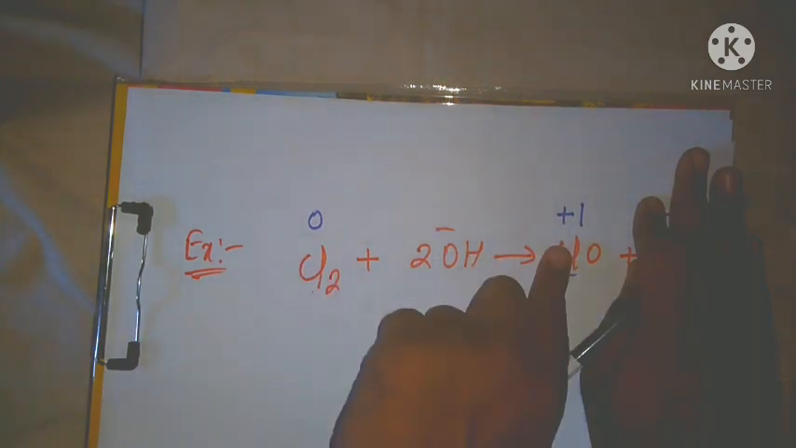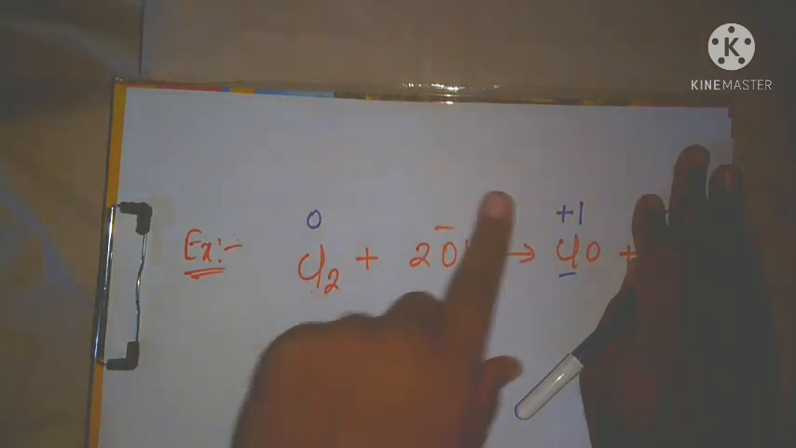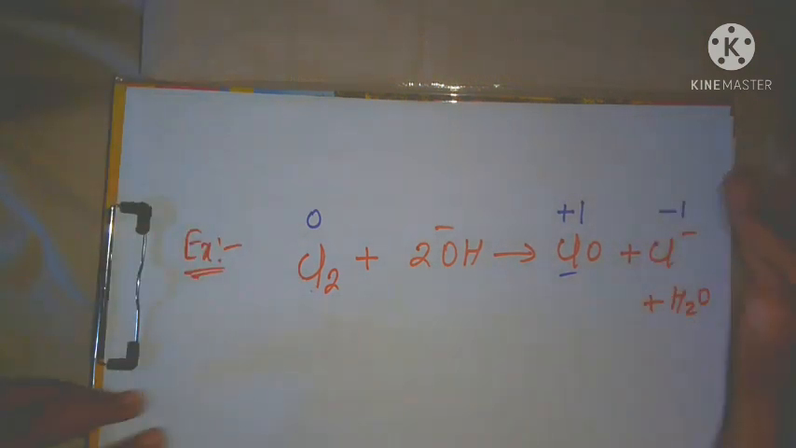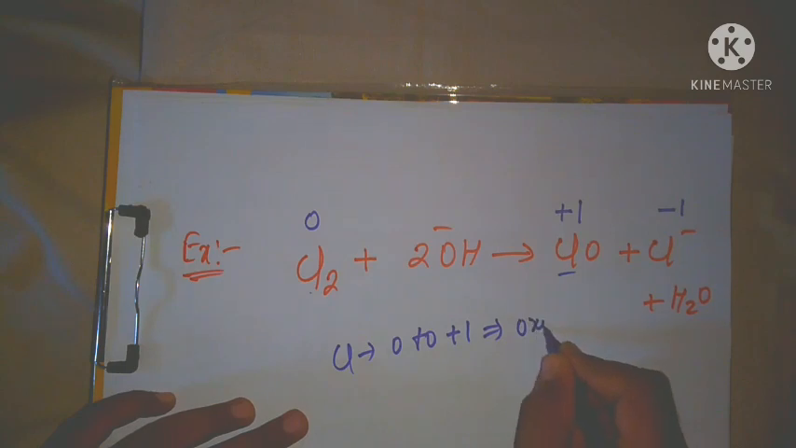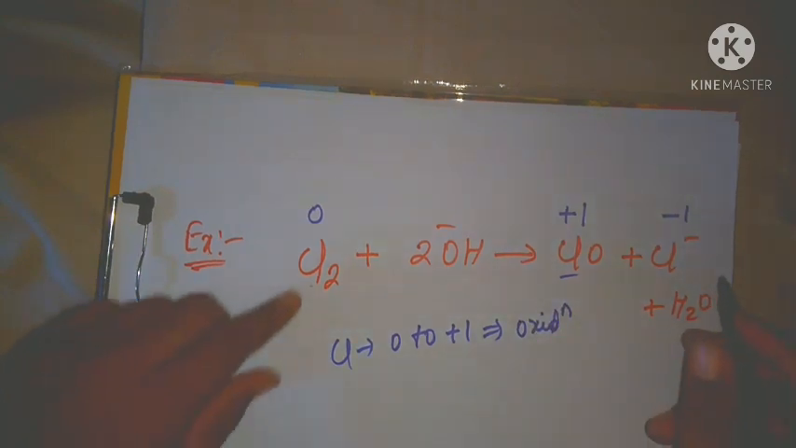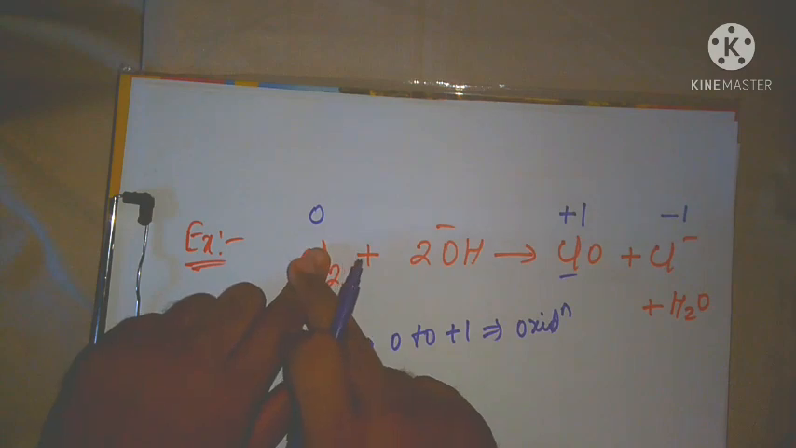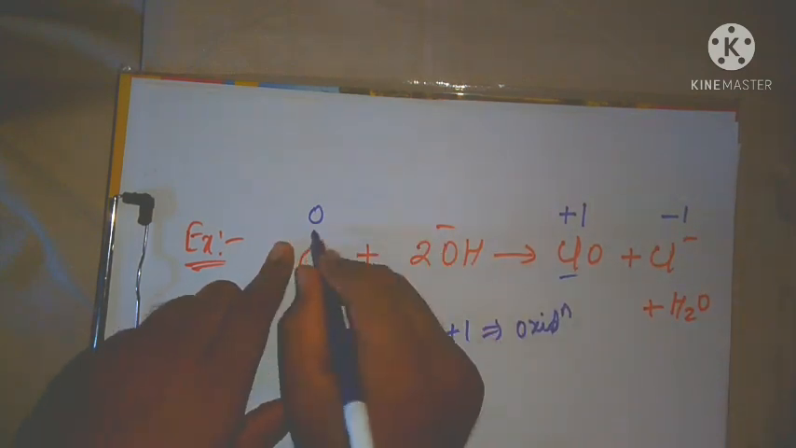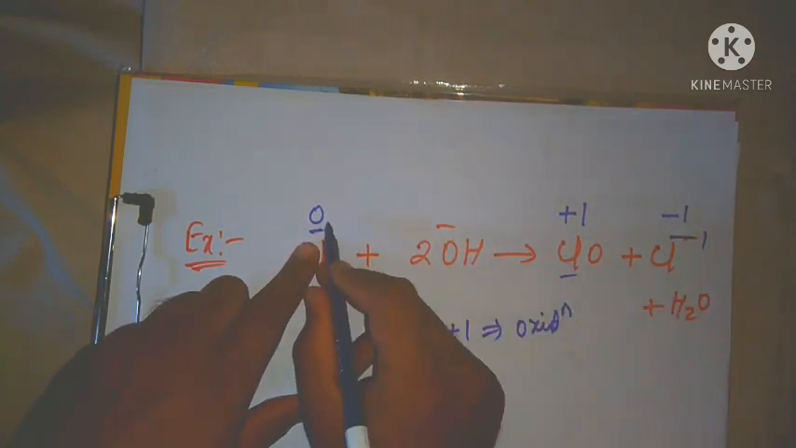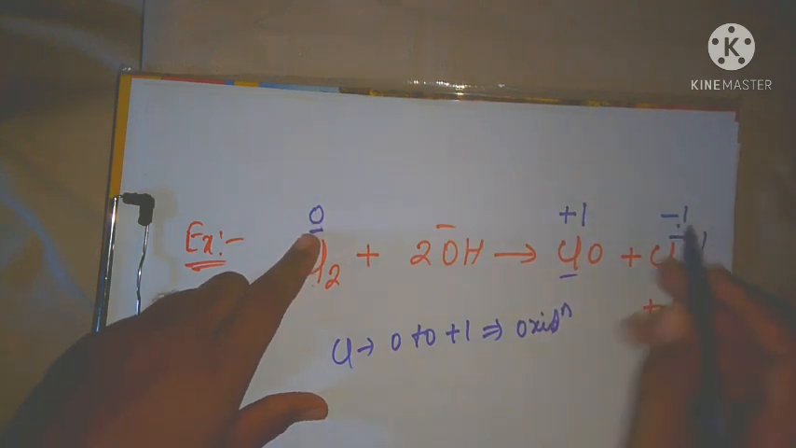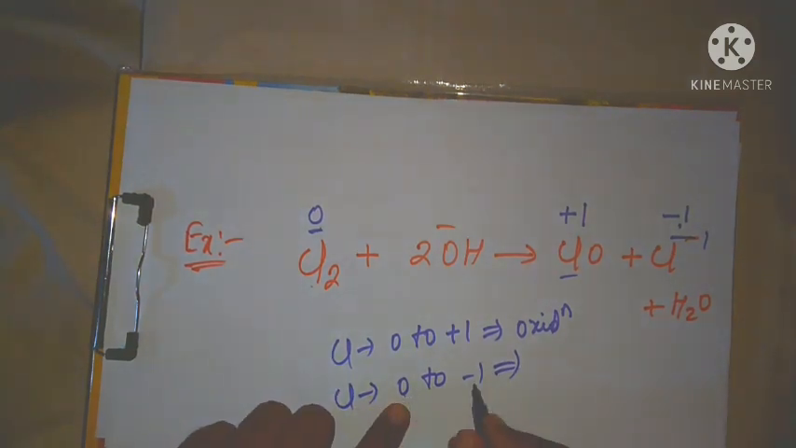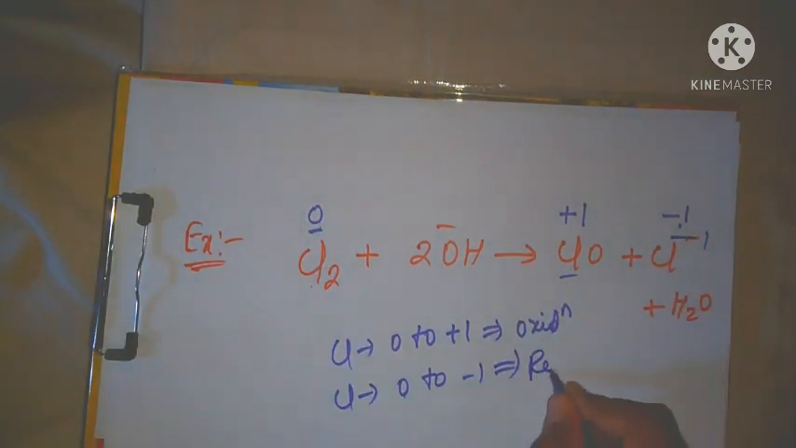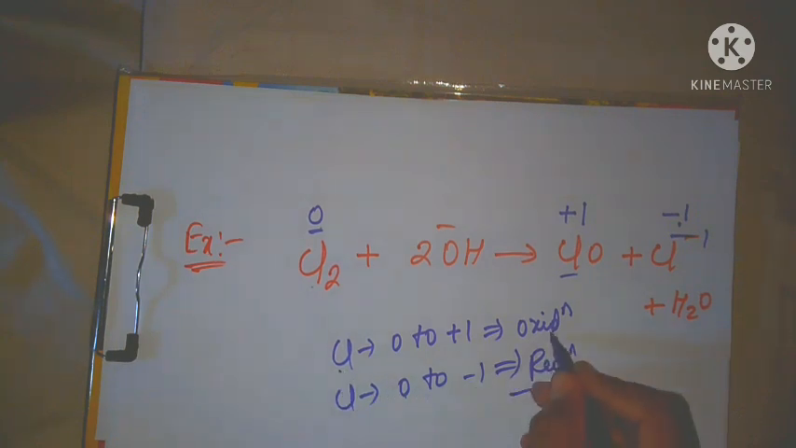The Cl oxidation number is 0 here and +1 here, which means the oxidation number is increased from 0 to +1. Therefore, Cl undergoes oxidation. Now from the reactant to this product, Cl's oxidation number is changing from 0 to -1, which means it is decreased. Therefore, it is called reduction.